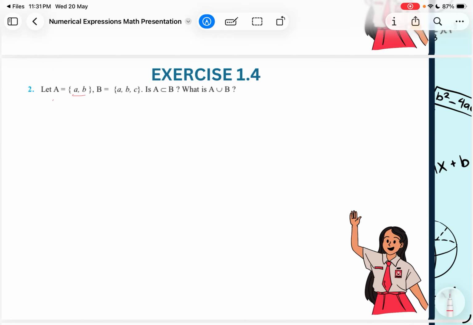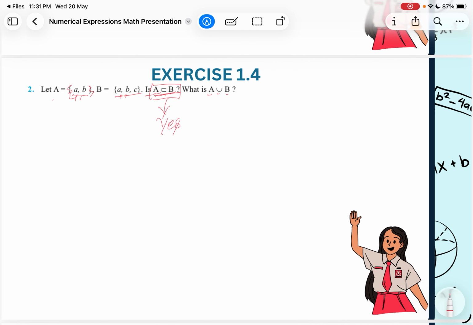Now question number 2: let A equal to {a, b} and B equal to {a, b, c}. Is A a subset of B? So see, first we have to check whether A is a set or not. Yes, this is a set, B is also a set, and all the elements of A are also there in B. So for this question the answer will be yes.